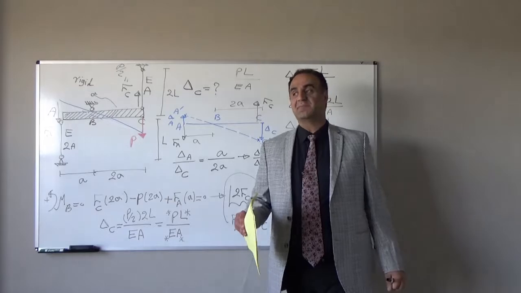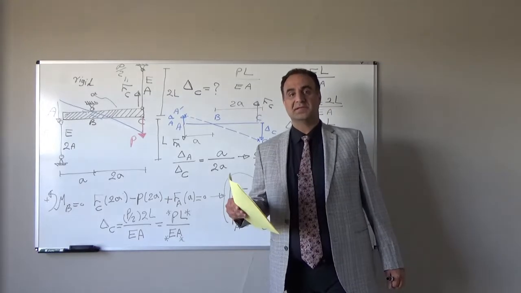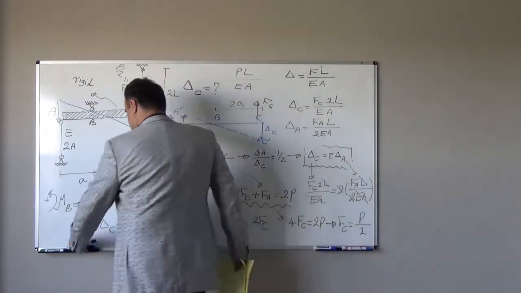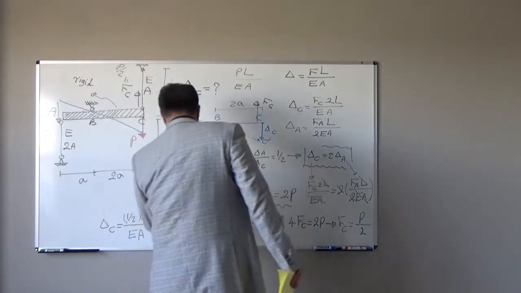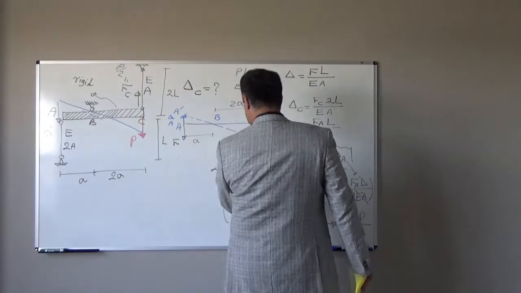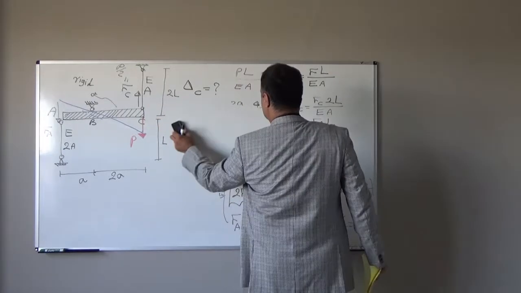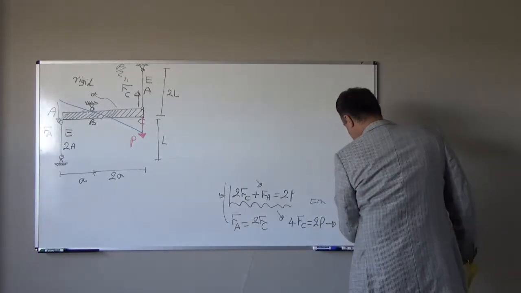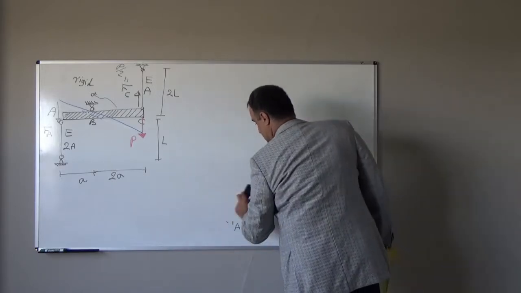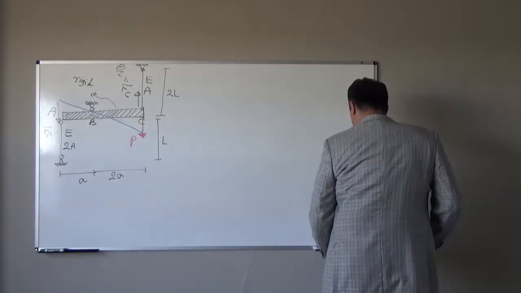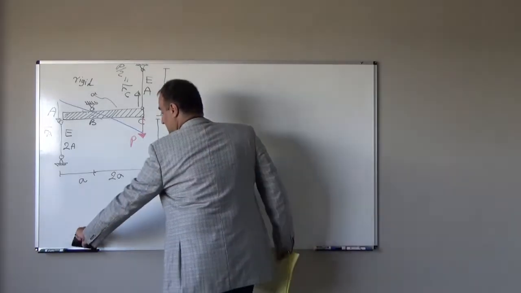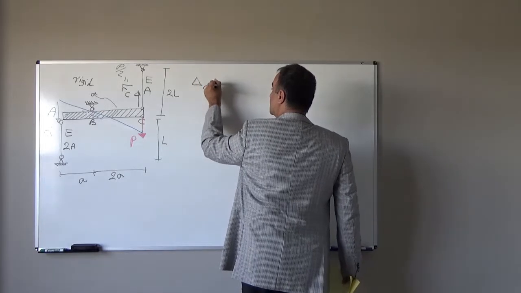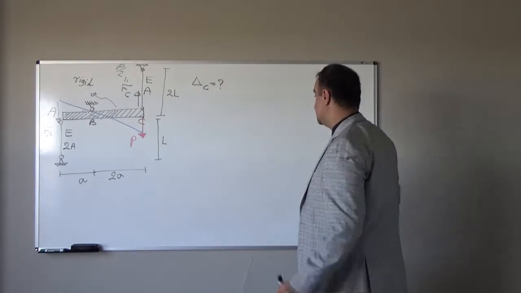I will solve this problem one more time using another method, which we will call the stiffness method. See what the stiffness method is. The problem statement is the same. Everything is the same. I will remove everything here because I need space. Okay. Again, the same problem. Everything is the same. We have this structure. I want to find delta C. How can I find delta C?